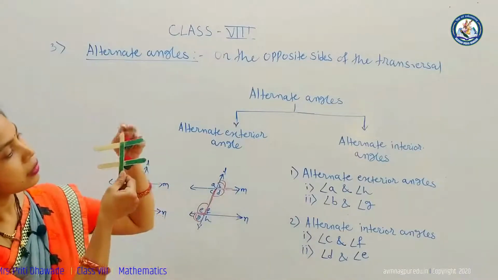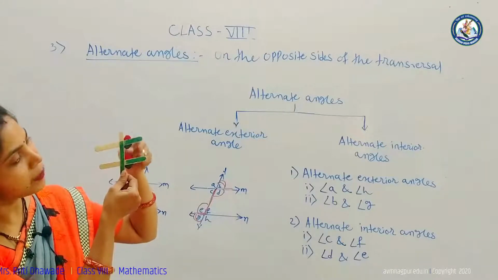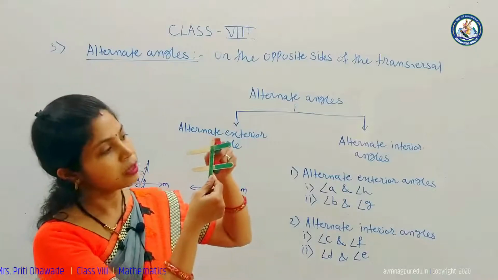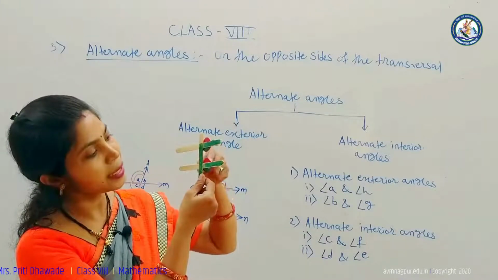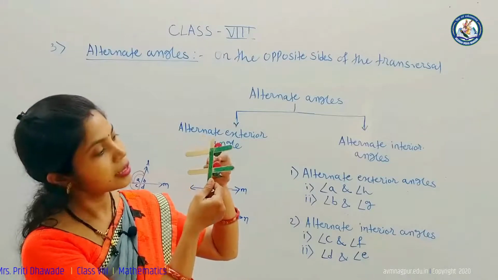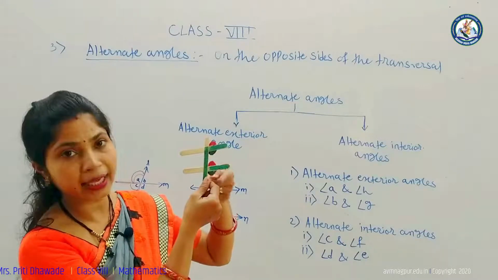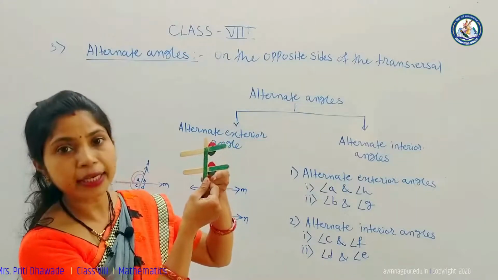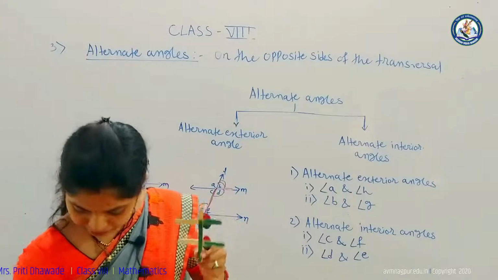Now look at this. These two, I am using the same color here. These two angles are present above these two lines. So this is one pair of corresponding angles. This, that is a black color, I am using the black color paper here. So these two pairs of angles are the corresponding angles.